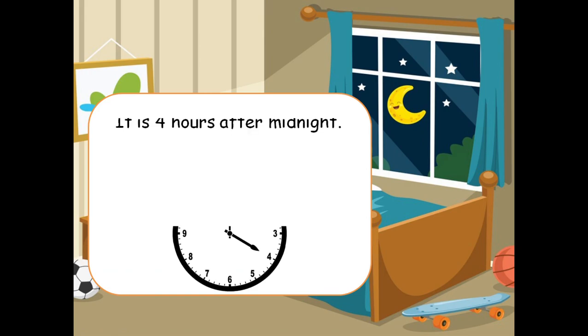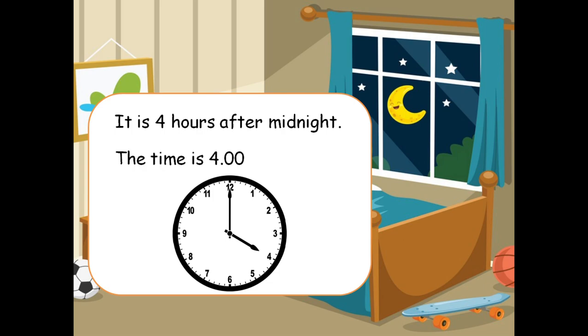For example, it is 4 hours after midnight. The time is 4 AM or PM? Remember, we use AM to talk about time after midnight and before noon, and we use PM to talk about time after noon and before midnight. So because the question is after midnight, we use AM. Yes, we use AM. So the time is 4 AM.